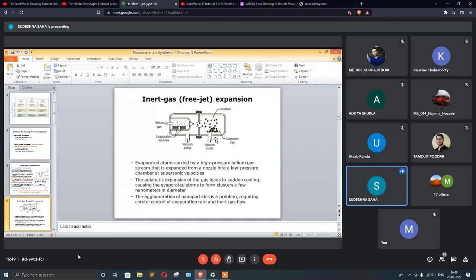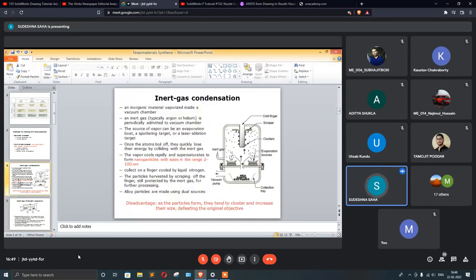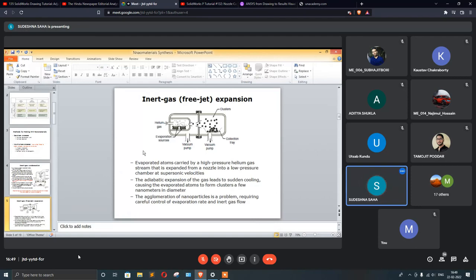And obviously, here also you have an inert atmosphere maintained, and agglomeration is also a general problem in this case, which we have seen for the inert gas condensation. So rather than condensation of the vapor, here the clusters are formed due to the expansion of this vapor through the nozzle to a low pressure zone.